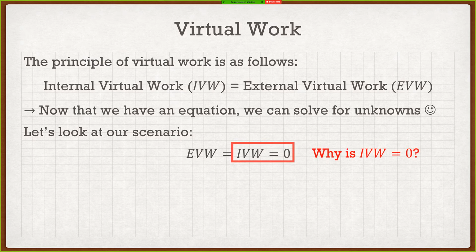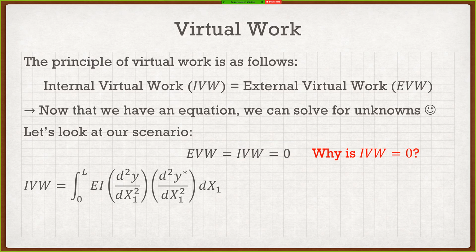You may be asking, well, how do we know that the internal virtual work is equal to 0, Clayton? Well, we have a nice formula for the internal virtual work of an Euler-Bernoulli beam, which is the case that we have in question number 1 here, where it's simply the integral over the length of the beam of EI multiplied by the second derivative of the deflection function multiplied by the second derivative of the virtual displacement function.